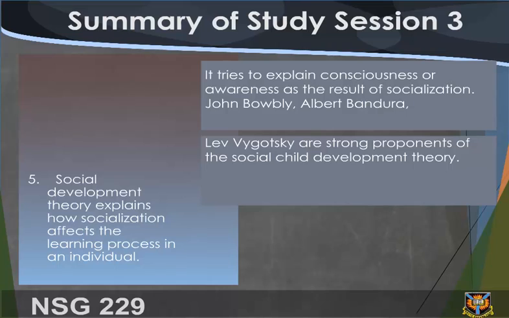5. Social development theory explains how socialization affects the learning process in an individual. It tries to explain consciousness or awareness as a result of socialization. John Bowlby, Albert Bandura, and Lev Vygotsky are strong proponents of the social child development theory.